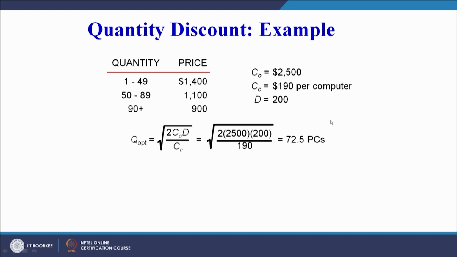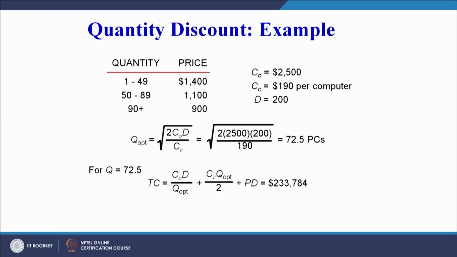So as per the economic order quantity, Q optimum is the square root of 2 into CO, that is ordering cost, into the annual demand divided by the carrying cost. So if we calculate, we get 72.5 pieces that we must order in order to take advantage of the economic order quantity. This Q optimum will lead to the minimum total cost of inventory management.